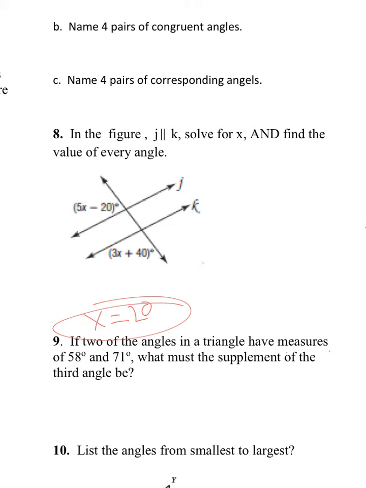Right? So we have 5x minus 20 up here. X is 20. So you do 5 times 20 minus 20. 5 times 20 is 100. 100 minus 20 gives me 80. Okay, now this is going to be 80 because it's vertical angles. There's an example of vertical angles. This is 80 because that is corresponding like we talked about earlier. And that's 80 right there because of the vertical, also you'll notice these are alternate interior here.